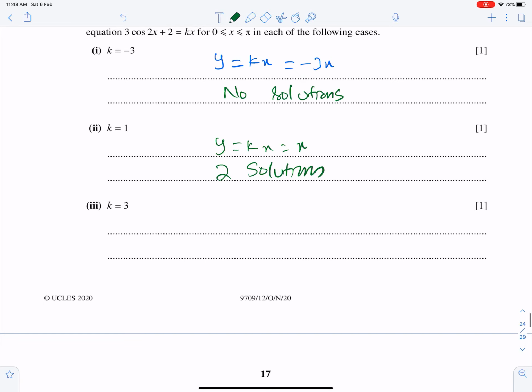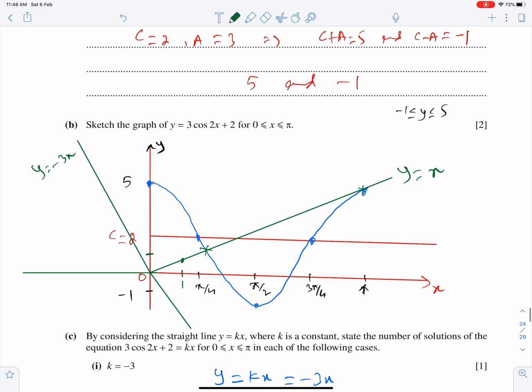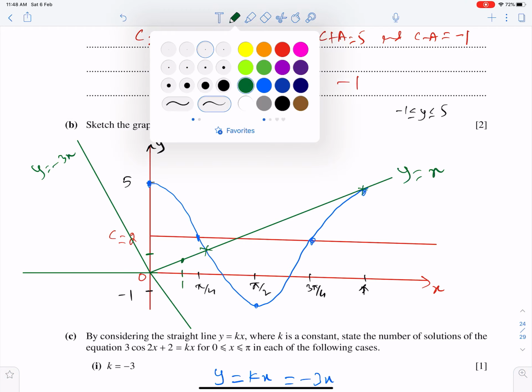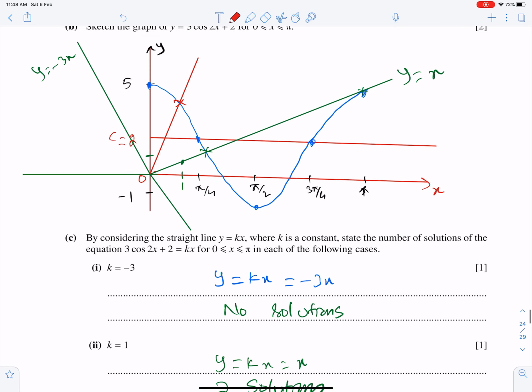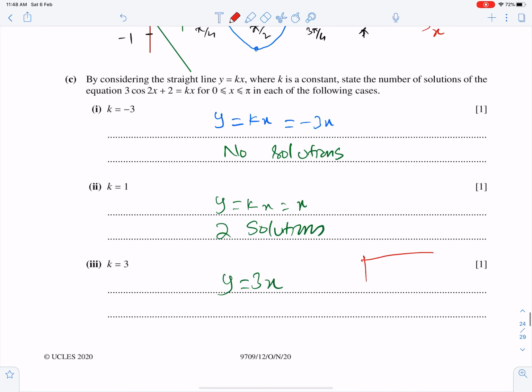Now the next part is y is equal to 3x. This is the line y is equal to 3x. It is more inclined towards the y-axis. If you don't know how to draw the lines, you can just make a box. Just make a box, take some few values of x and y, you can easily draw the line then. So one solution.